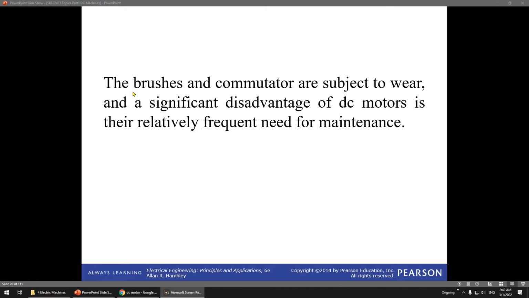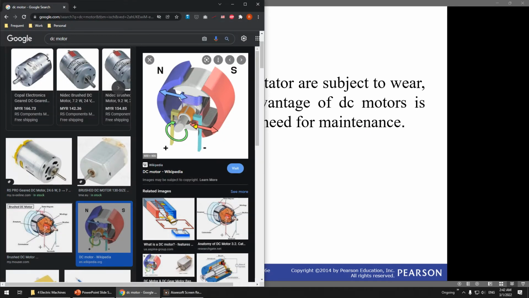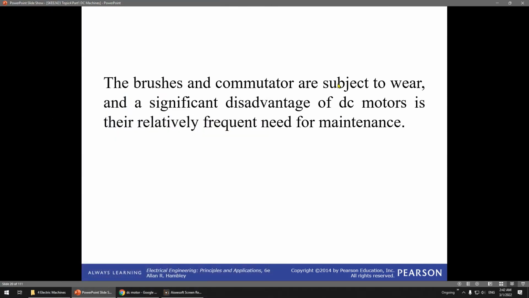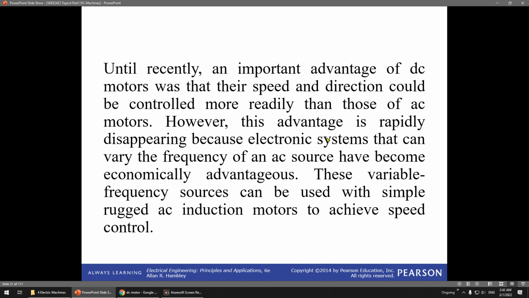The limitation of the DC motor is that the brushes and commutator are subject to wear, and a significant disadvantage of the DC motor is the frequent need for maintenance. Remember that I showed you the brush and the commutator. This one keeps spinning, so it will wear and tear. So the DC motor needs to be maintained frequently. That is the limitation of the DC motor.